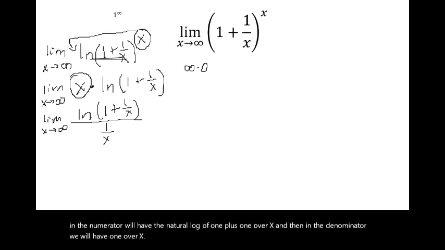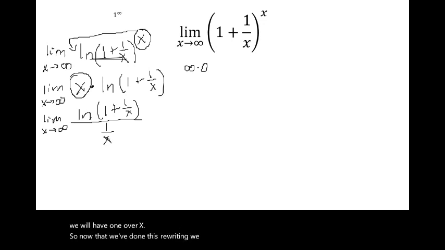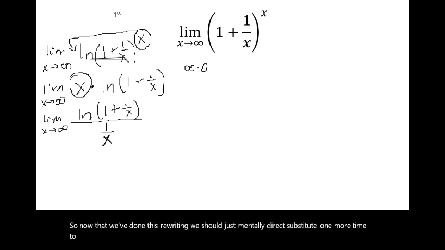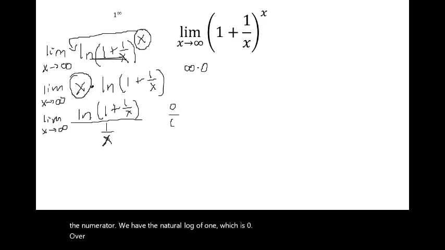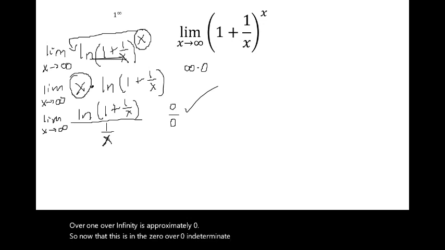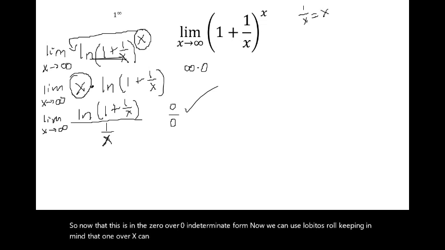So now that we've done this rewriting, we should just mentally direct substitute one more time to make sure that this is in a form that can use L'Hopital's rule before we dive into L'Hopital's rule. So in the numerator, we have the natural log of 1, which is 0, over 1 over infinity, which is approximately 0. So now that this is in the 0 over 0 indeterminate form, now we can use L'Hopital's rule, keeping in mind that 1 over x can be rewritten as x to the power of negative 1, and you can use the power rule. We've done this derivative several times now.